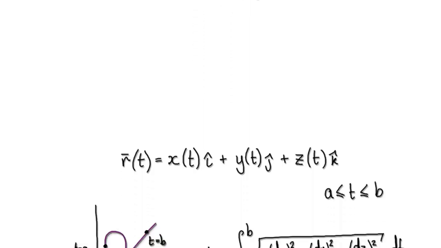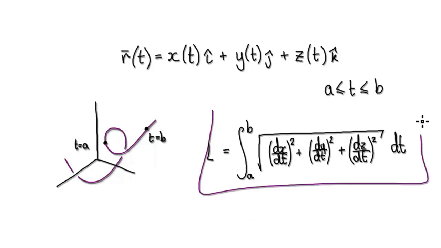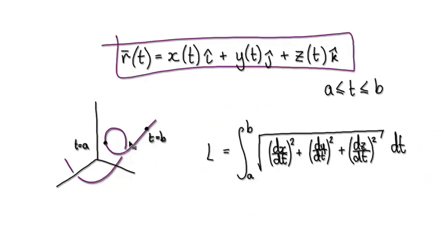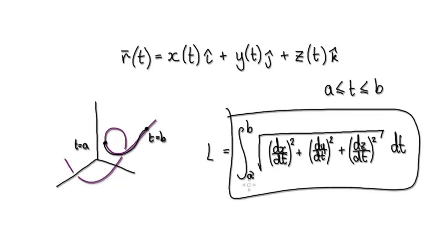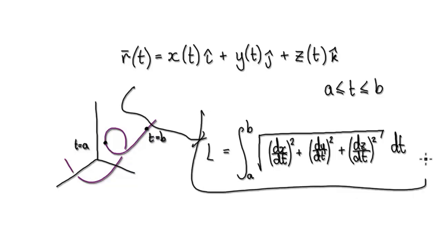Now we're going to try and understand why the arc length is given by this in 3D. When given your position vector, that's this particle moving along like this from A, which is this point here, to B, which is this point here. So this arc length is given by this thing here from A to B. We're going to try and understand why the arc length is given by this.